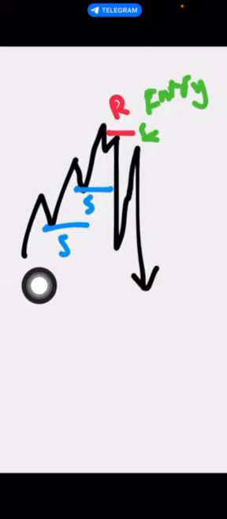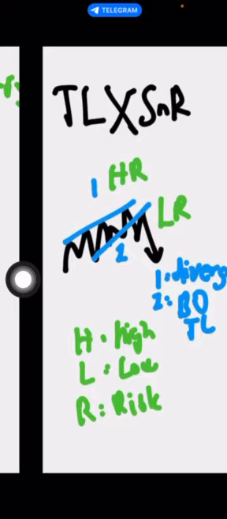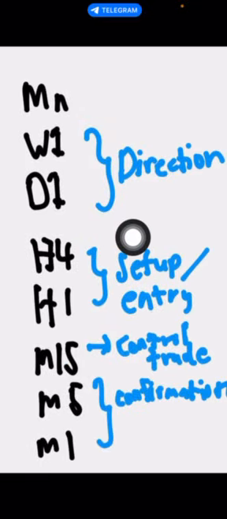This one we call a fresh and strong resistance, or SNR. But okay, there are three. First, equilibrium, H4 and H1 aligned. Second, fresh. Third, QM. QM can be our setup.